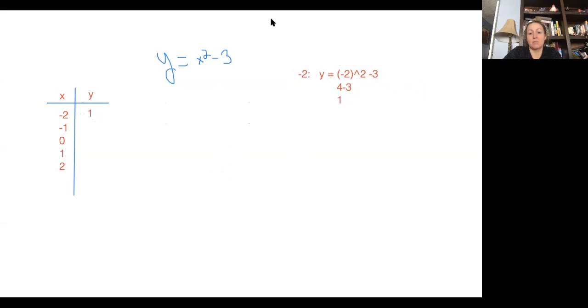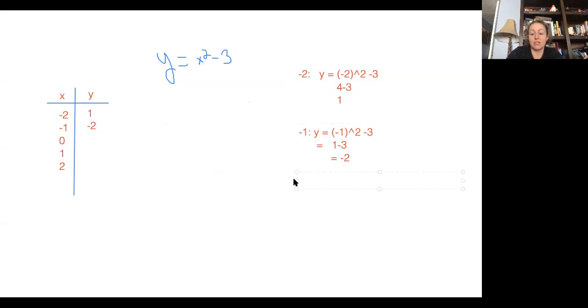So now let's go ahead and plug in -1. y equals (-1) squared minus 3. All right, so then -1 squared is 1. 1 minus 3, that gives me a -2. Okay, so when I plug in -1, I get -2.